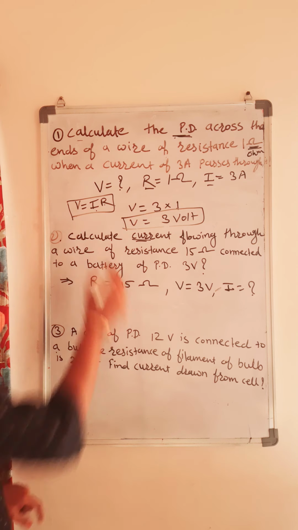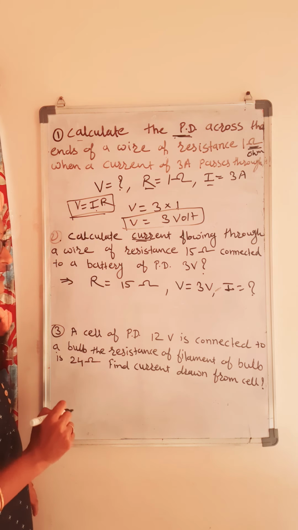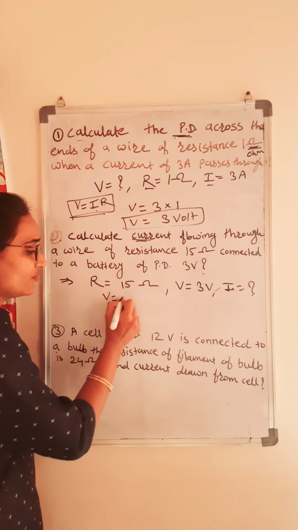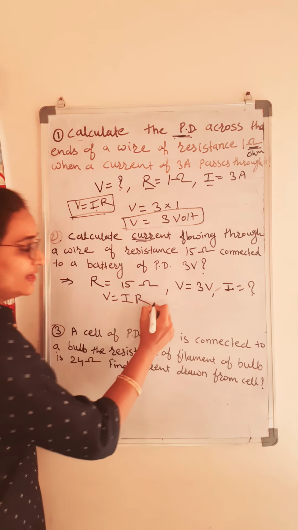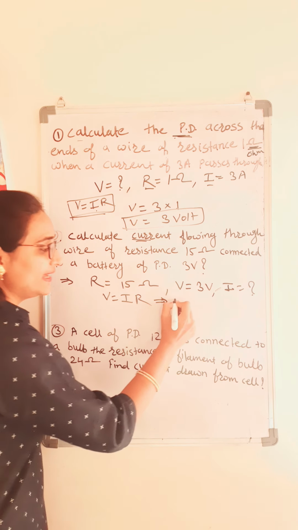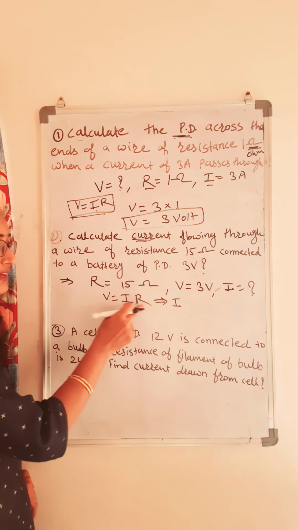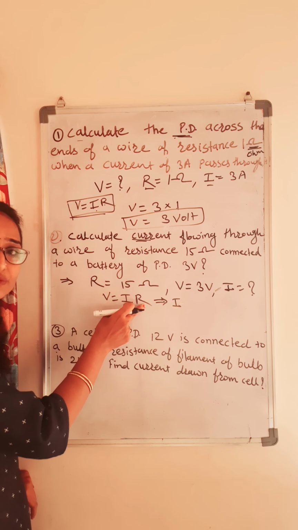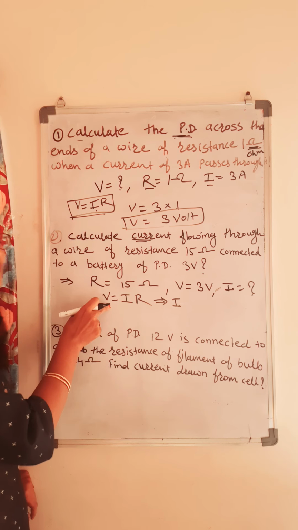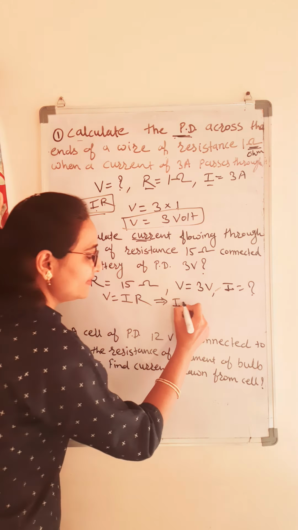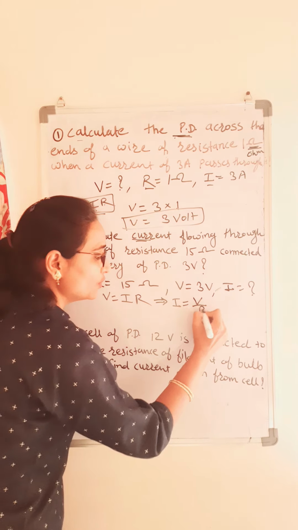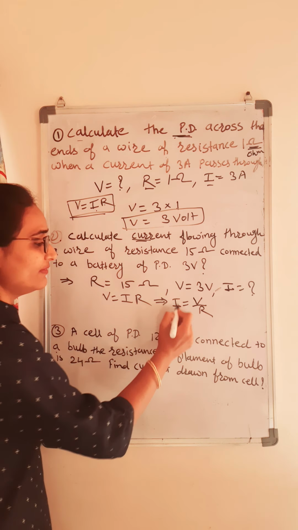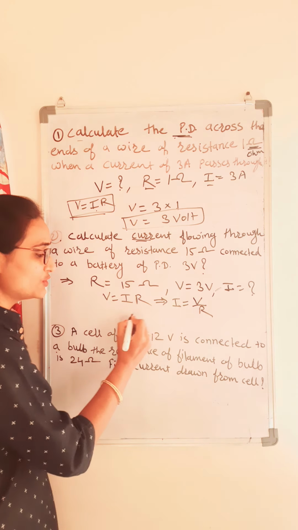How can we do it? This is the formula: V is equals to IR. We have to calculate I, so we will take R to this side. R is in multiplication, so when we transfer R to this side, it becomes division. So we get I is equals to V by R. Now put the values in this formula: I is equals to V by R.